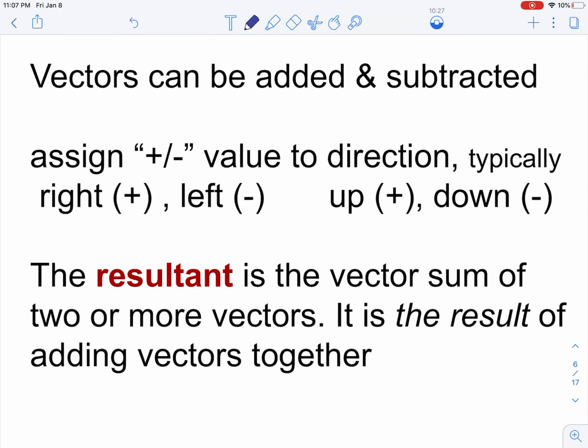So like I said, vectors can be represented mathematically with numbers. So we're going to assign positives and negatives to specific directions. As a general rule, if we are talking about motion to the left, that will be a negative number. If we're talking about motion to the right, that will be a positive number. Now, in our class, when you say up, I am going to assume that you mean physically upward towards the sky. And when you say down, I'm going to assume that you mean physically down towards the ground.